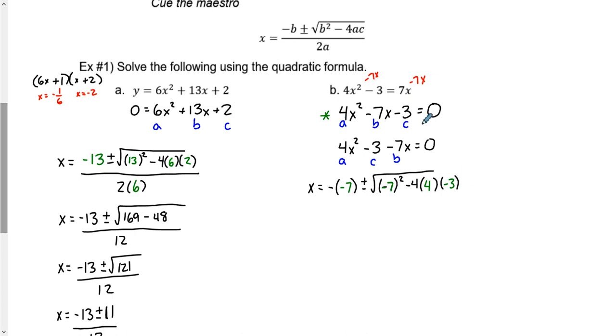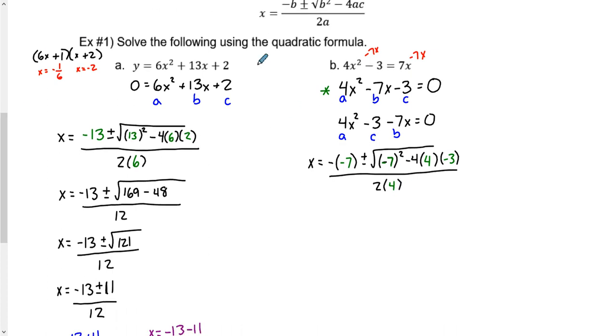Our A and our C. This is the example that helps identify a lot more of these errors. 2A, which is 4. All right, so this first error: the negative of -7. I understand that some of you will be able to understand that the negative of -7 is +7. That's great. You can do that right away.